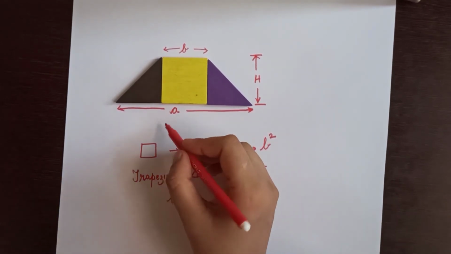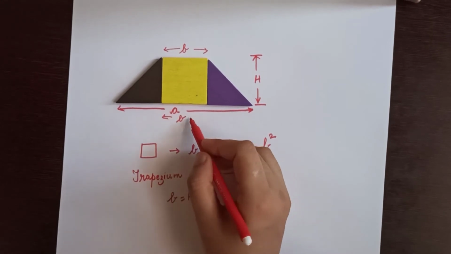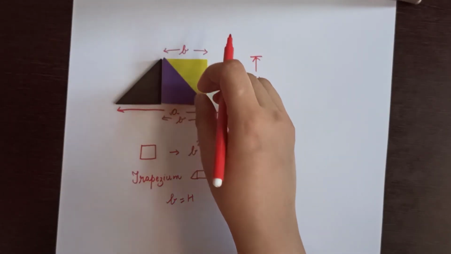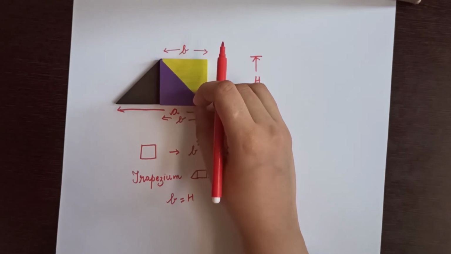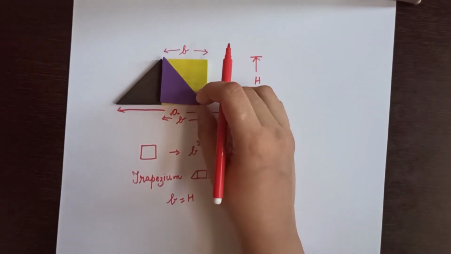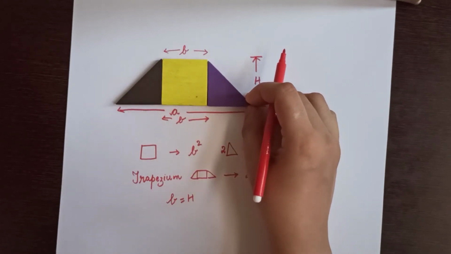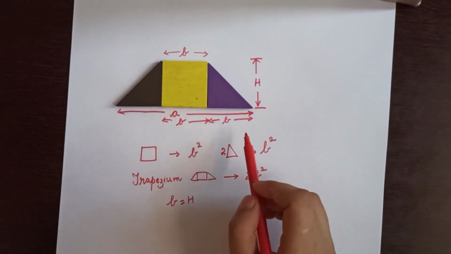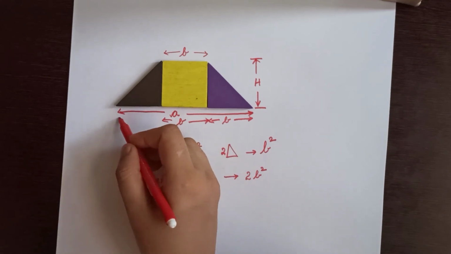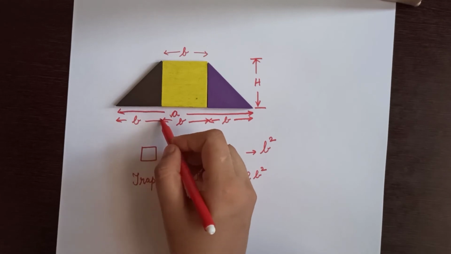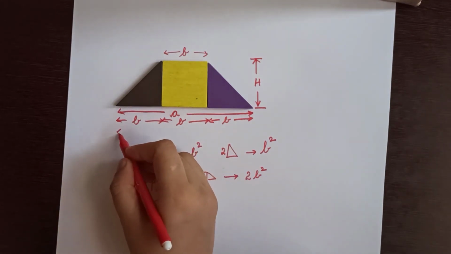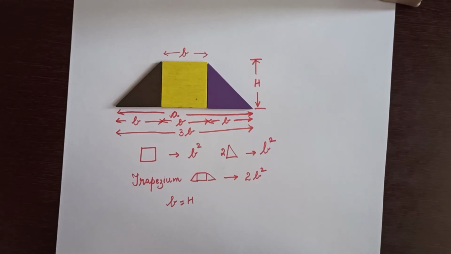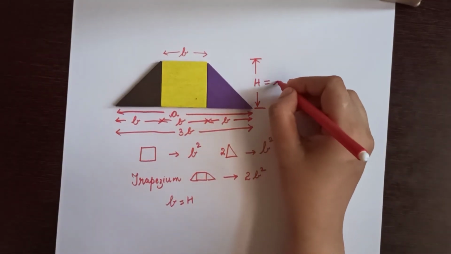Another thing that I observe is that this much is b, and when I showed you that I kept this triangle over the square, then I found that the base of the triangle is also equal to the side of the square, which is b. So I came to know that this much is also b. So if both these are congruent triangles, this also has to be b. So this whole side has to be 3b. And this we can write here b.